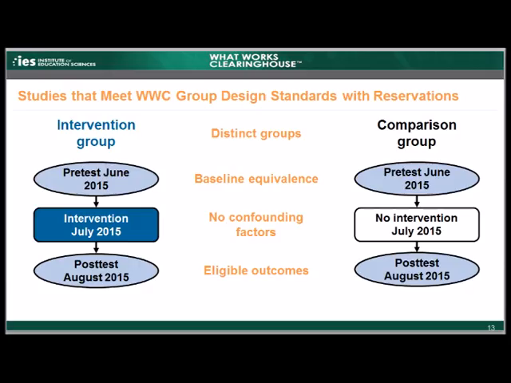Finally, the study uses an eligible outcome to assess the effects of the intervention. In this case, the authors measured student scores on the placement exam when it was retaken, just before the start of the fall 2015 semester. Let's go over these four factors in more detail now.